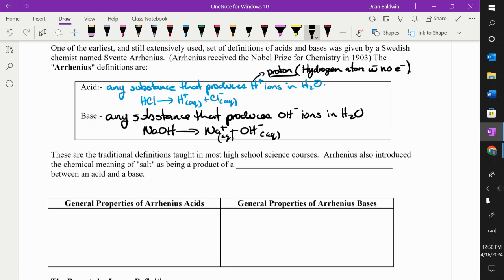We also, in grade 11, talked about neutralization reactions. What's a neutralization reaction? When you react an acid and a base and you produce a salt and water. Now the salt isn't always salt, sodium chloride, but it can be.